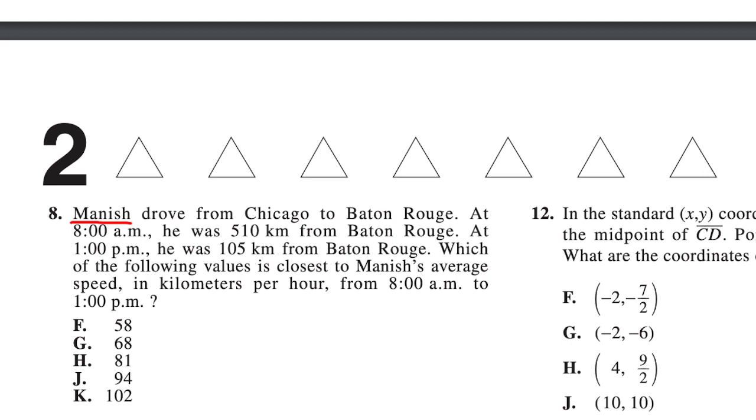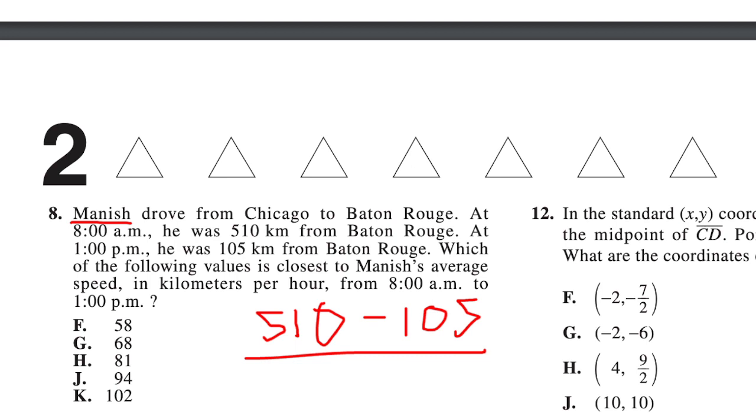Well, 510 is his total distance, and 105 is how much distance is left. So the distance traveled is 510 minus 105, finding an average velocity. And we're going to divide that by the time, so that's 5 hours. So, plug that in your calculator. 510 minus 105 is 405, and then you divide that by 5, you get 81. So number 8 is H.